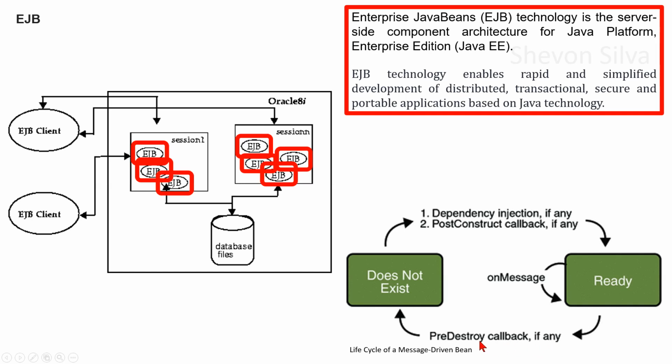Here you can see does not exist and ready. Dependency injection if any, then post construct callback if any, is passed from does not exist to ready. On message is passed from ready to ready. Pre-destroy callback if any is passed from ready to does not exist.